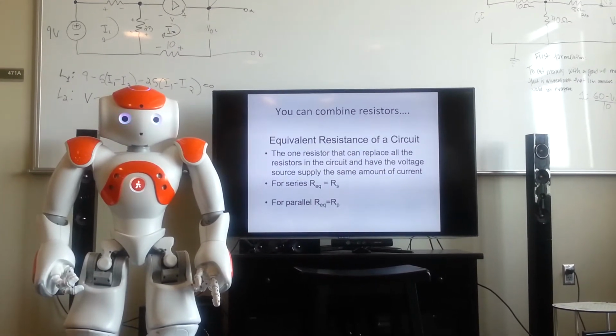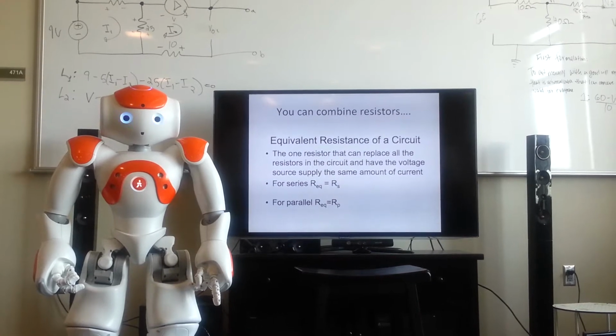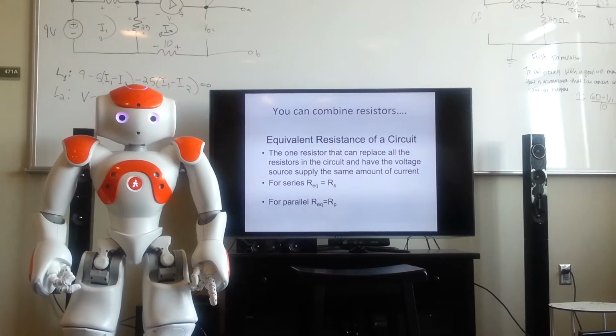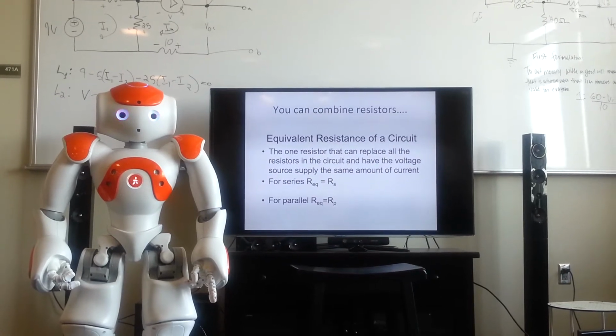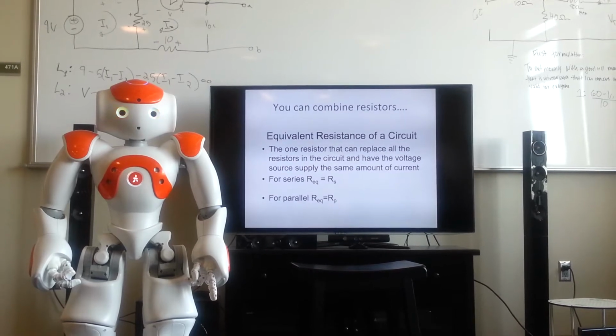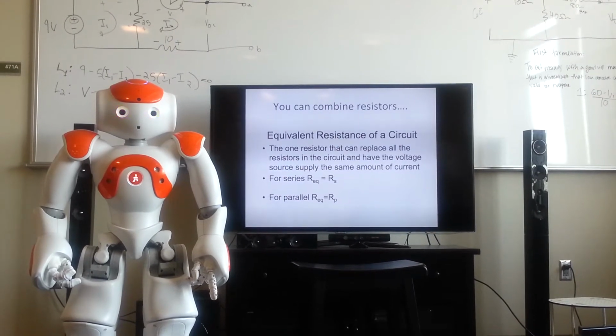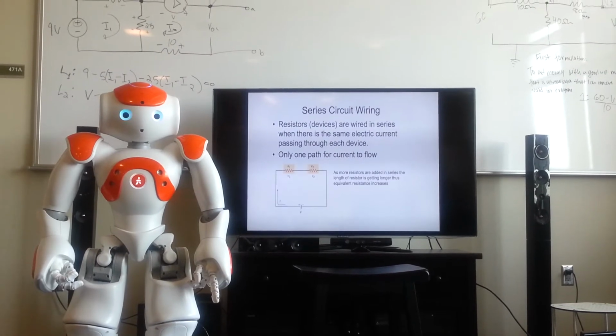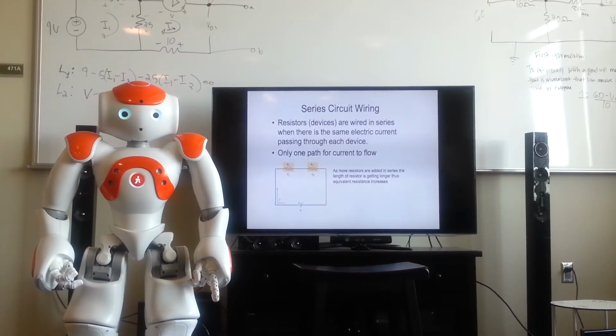As discussed previously, resistors impede the flow of current. It is easier to solve a circuit with a single equivalent resistance than with many resistors. In this presentation, I will use RS for series circuit and RP for parallel circuit. Resistors are wired in series when there is the same electric current passing through each device.